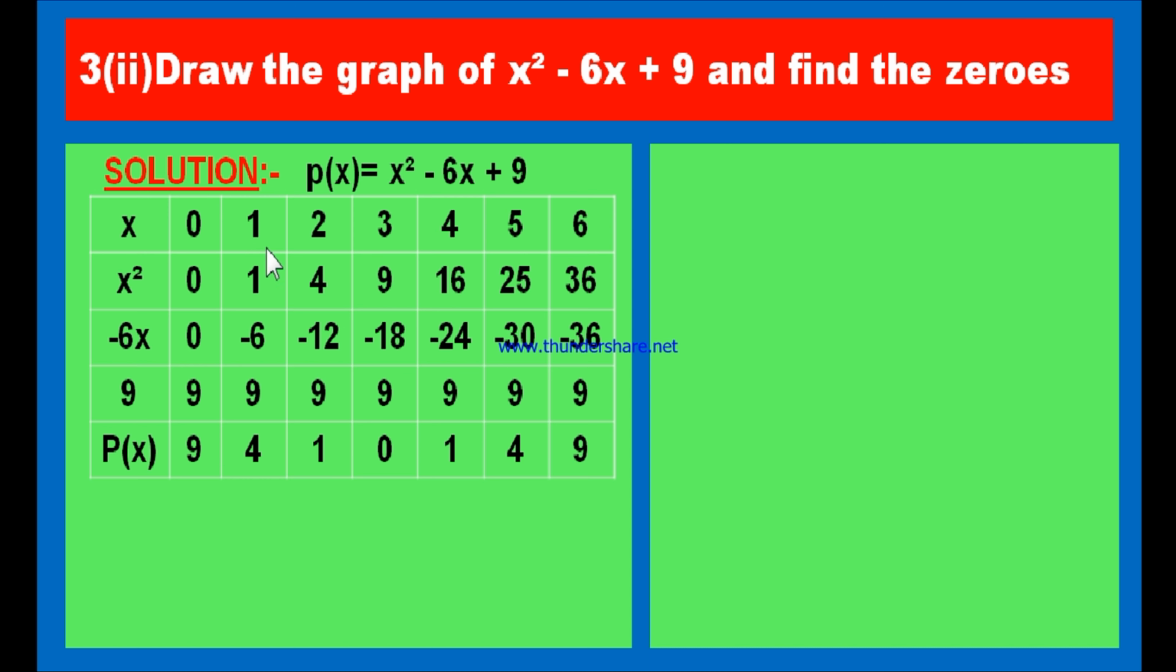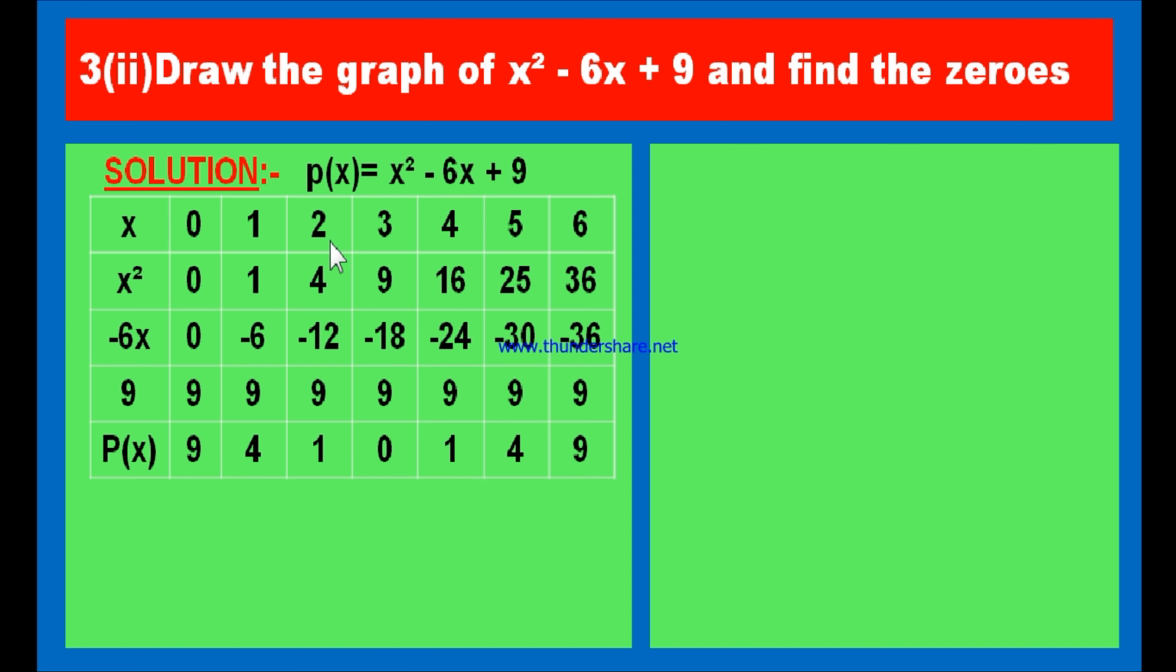Now let us consider x is equal to 1. If we take x is equal to 1, then x square, 1 square is 1, minus 6x, minus 6 into 1 is minus 6, and this is 9. We add these 3 values only, not this value, because p of x is nothing but x square minus 6x plus 9. If we sum up these 3 values, you will get p of x. Now in order to add these 3 values, add the positive values separately and add the negative value separately. 1 plus 9 is 10. Now separate negative value from positive value. 10 minus 6 is 4. Therefore, the second point is 1, 4.